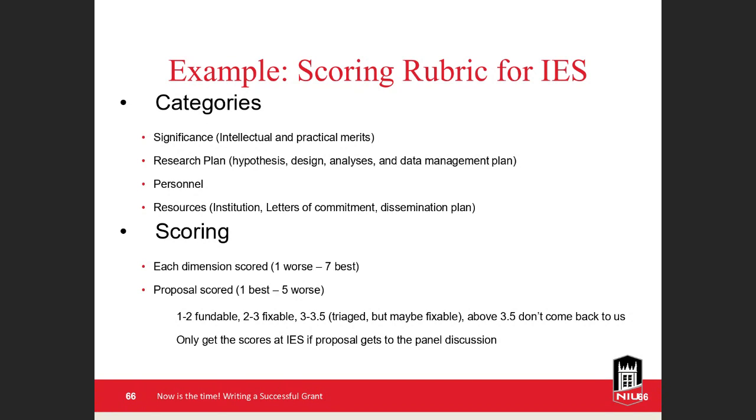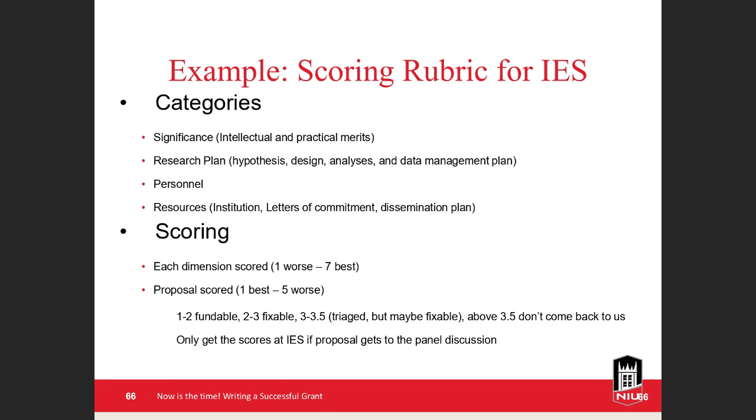In terms of a scoring rubric for IES, you can see these different categories, significance, which they sort of glue together, intellectual and practical merits. NSF separates them. There is a research plan, the personnel, and the resources. And the scoring that they use, at least for IES, is a 1 through 7 scale, with 1 being best. And they get translated in this reverse scoring where the proposal is scored on 1 through 5. If you have a score of 1, that means it's really great. 5 is, no, not so great.